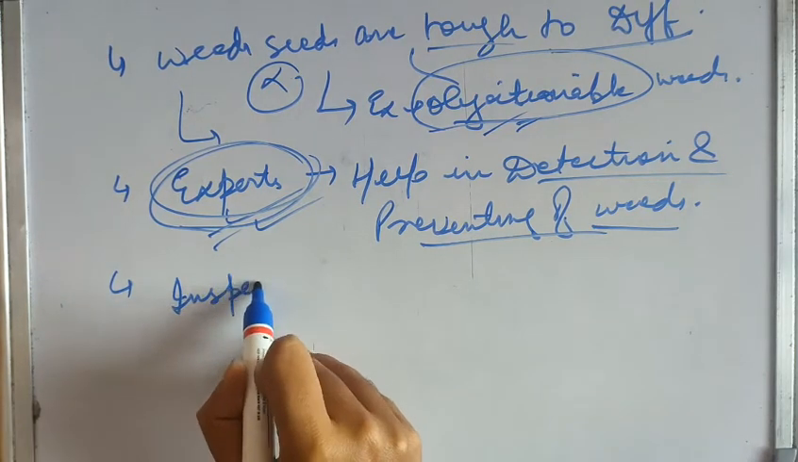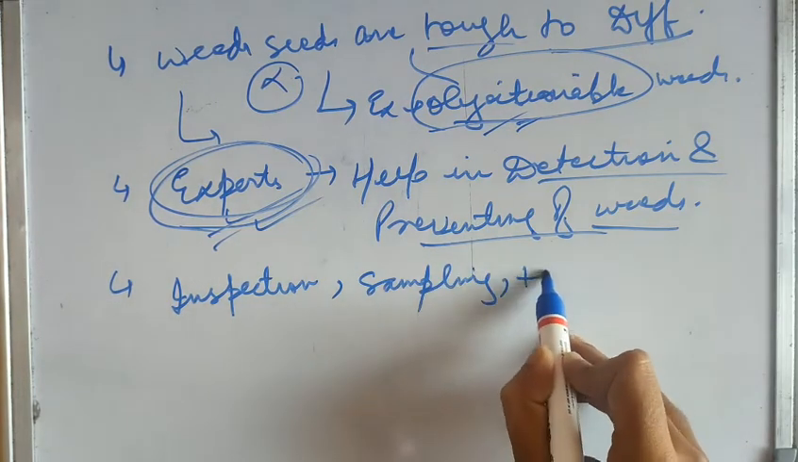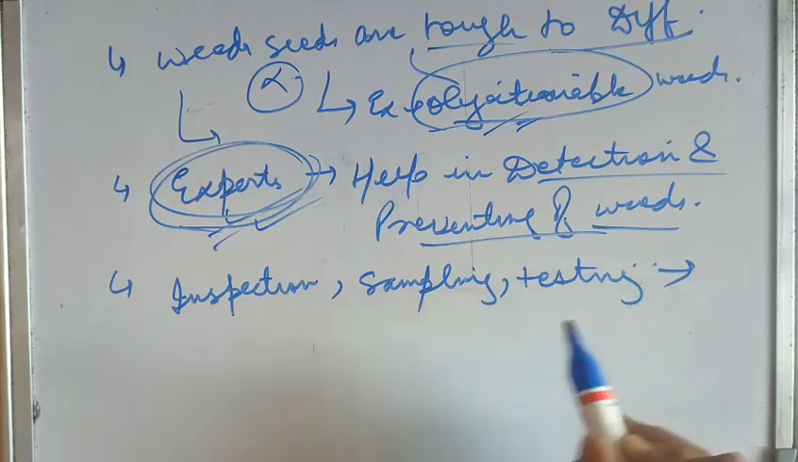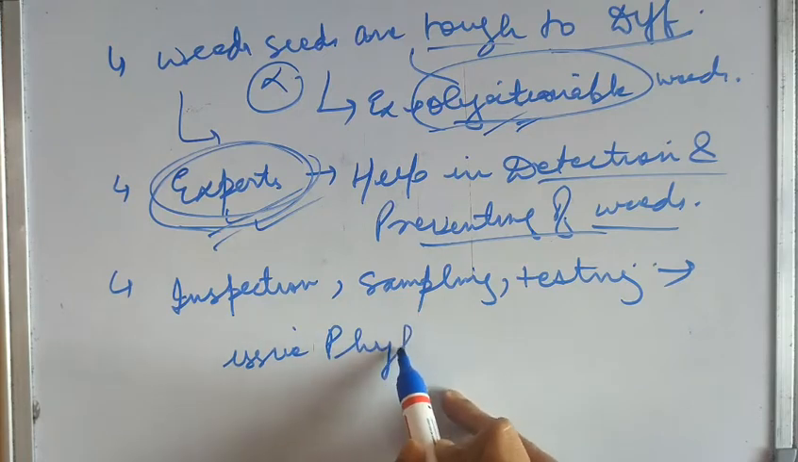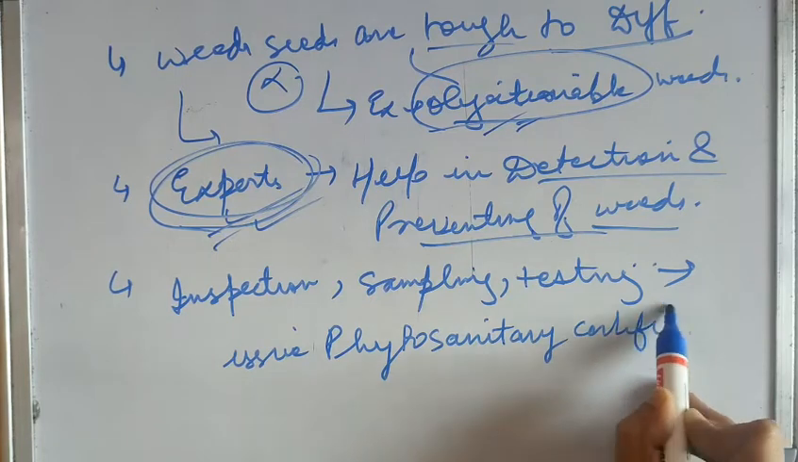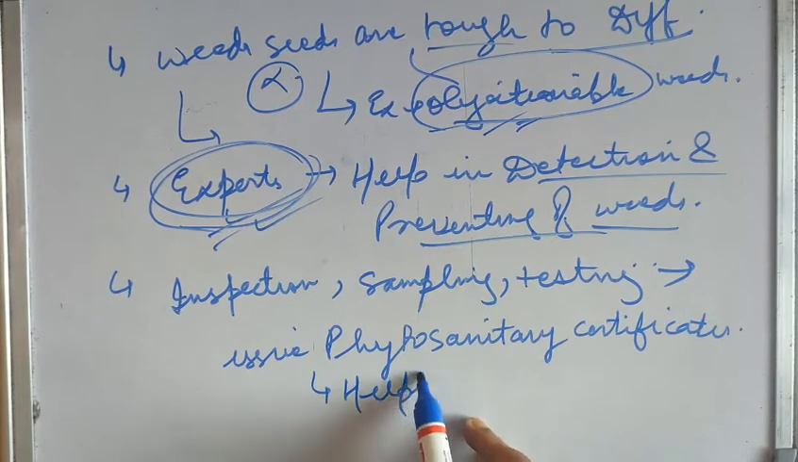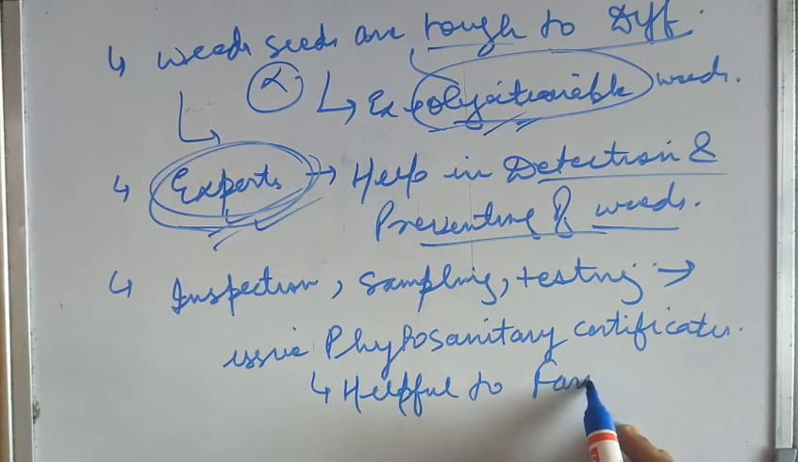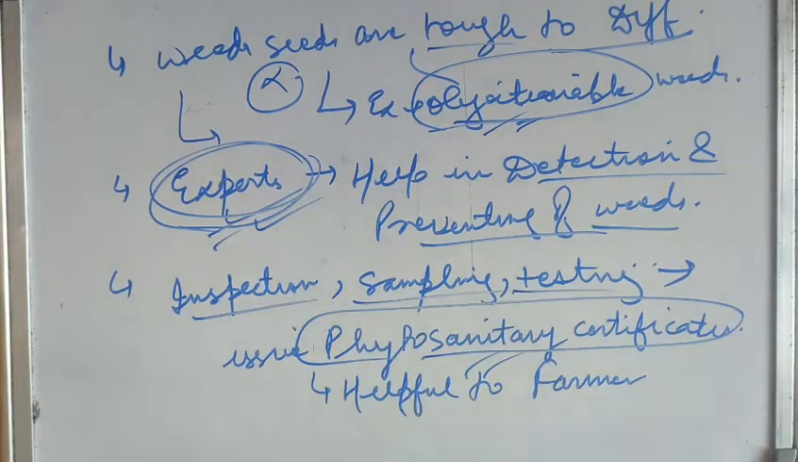Processes like inspection, sampling, testing, these all help us to issue phytosanitary certificates, which are helpful to farmers. These phytosanitary certificates are very helpful to farmers. And these are given during quarantine stages through the process of inspection, sampling, testing, etc. So this was the importance of plant quarantine.